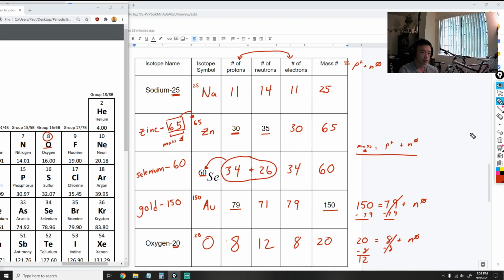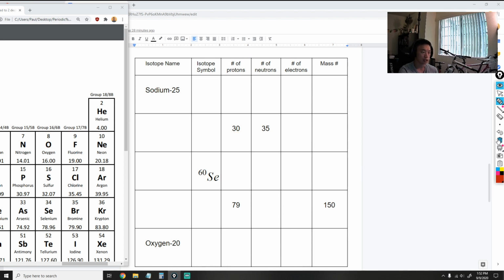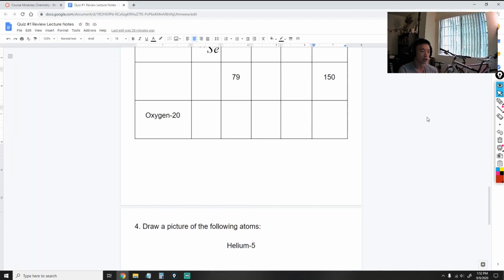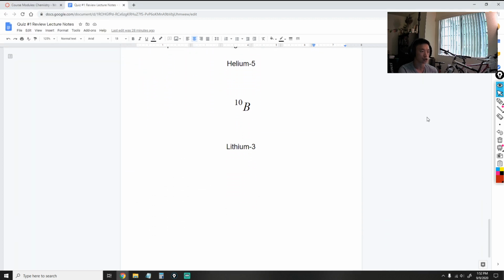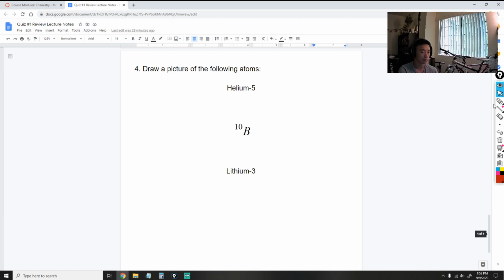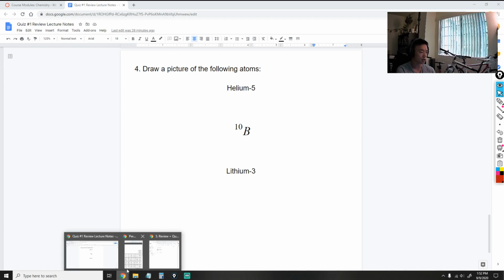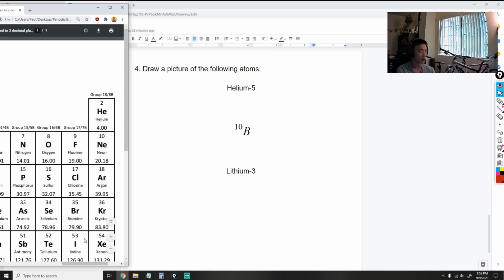All right, so the last thing we're going to be doing is kind of building on the same things that we've been doing up until this point, but we're going to be drawing pictures of the atoms. All right, so this might seem a little bit more difficult, but it's actually very, very simple, and we're just going to be doing the same techniques that we've been doing up until this point. Okay, so let's take a look at helium-5.